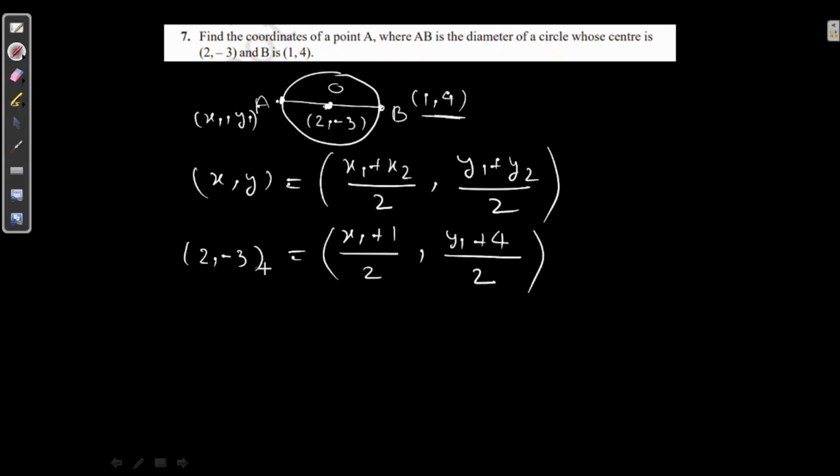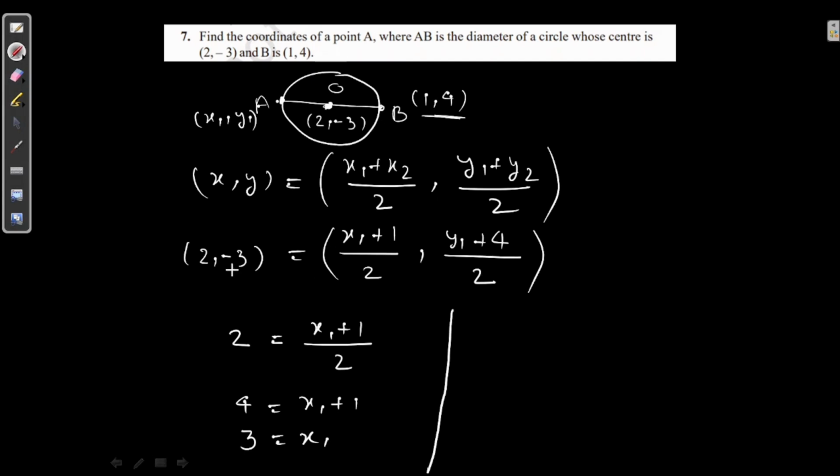Okay. Now let us compare both the sides. Before the comma it is 2, and before the comma it is x1 plus 1 by 2. This 2 is in division. It will go here in multiplication. So 2 into 2 will be 4. x1 plus 1, that 1 will go there in minus. 4 minus 1 will be 3. So the value of x1 is 3.